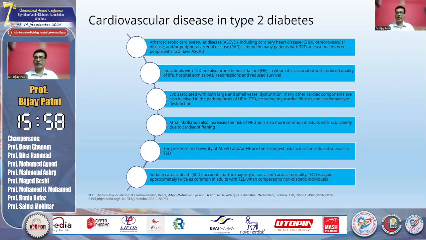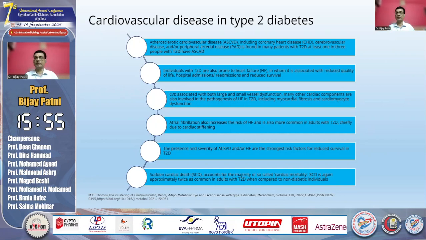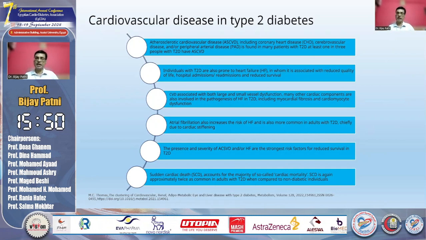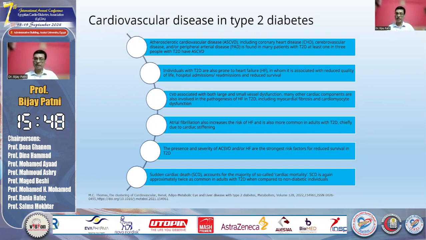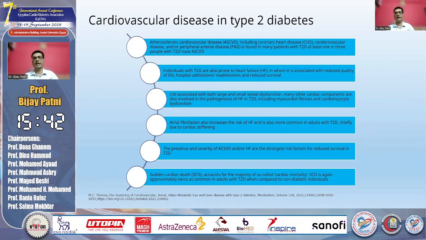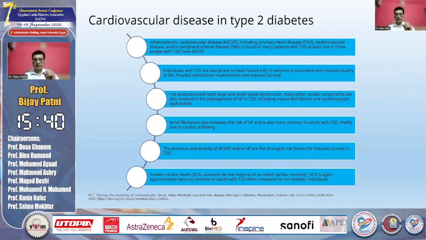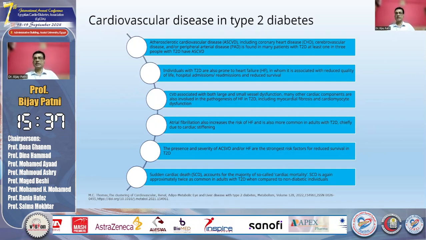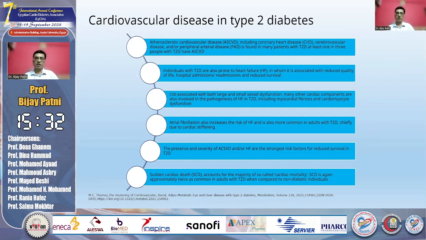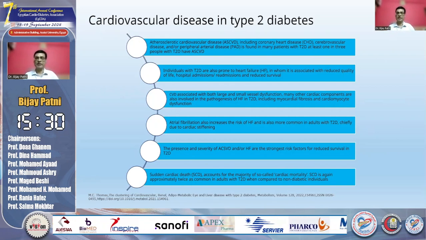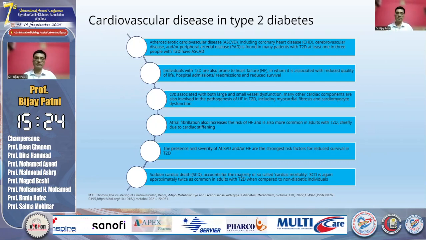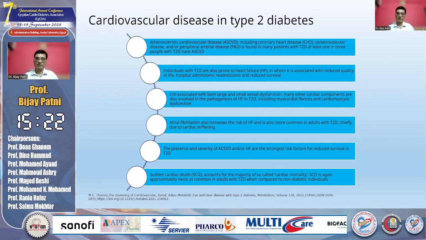Now, all of us are aware that in patients with type 2 diabetes, at least one in three patients will have atherosclerotic CVD. And individuals with type 2 diabetes are more prone to heart failure. So there is a reduced quality of life, there are admissions, readmissions, and reduced survival. Atrial fibrillation also increases the risk of heart failure, and it is more common in type 2 diabetes patients, especially due to cardiac stiffening. The presence and severity of atherosclerotic CVD and or heart failure are the strongest risk factors for reduced survival in type 2 diabetic patients.